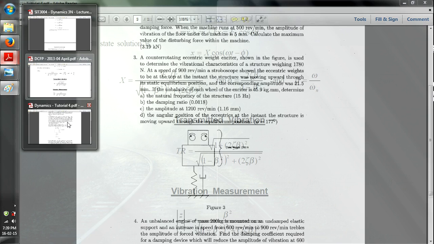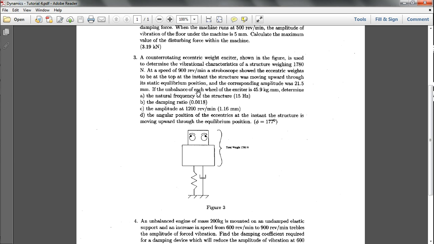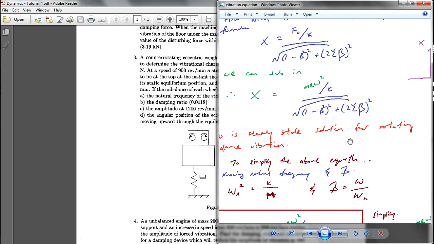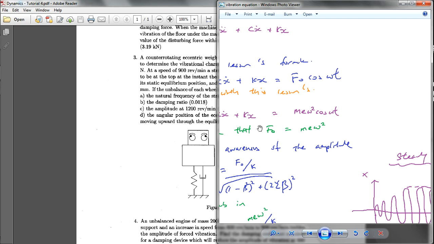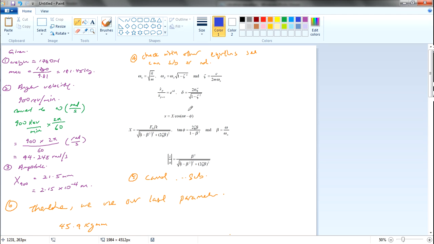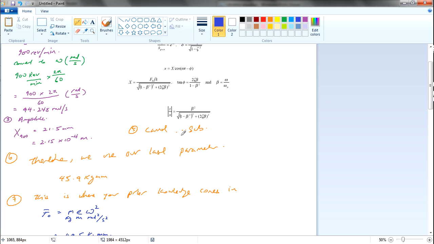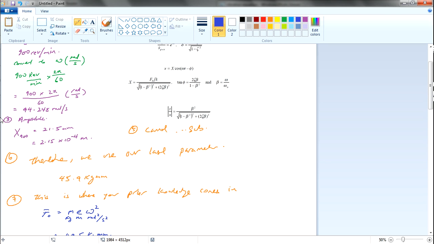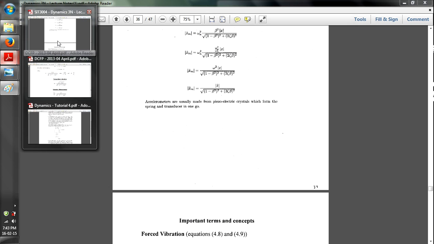So let's go back to this one, right? So we talk about the weight of the exciter is 45.9 kg mm, and knowing the equation that F naught is equal to this one, so we can straight away find our force. Okay, in this case, so hold on. As said, this equation doesn't help us to resolve any given parameters, so we cannot sub anything. So therefore, we use our last parameter, the 45.9 kgmm. This is the out of balance force.